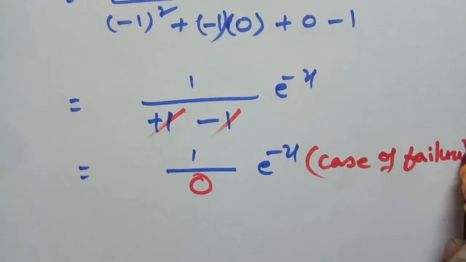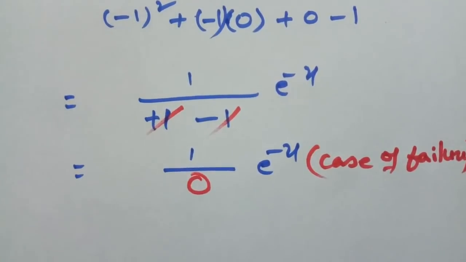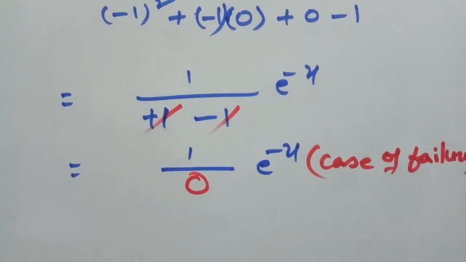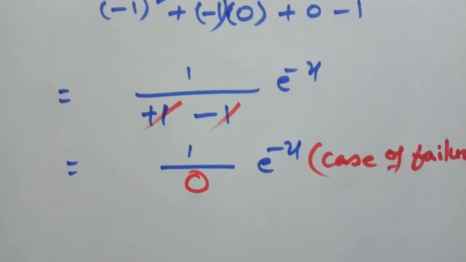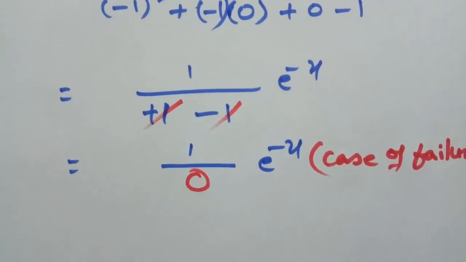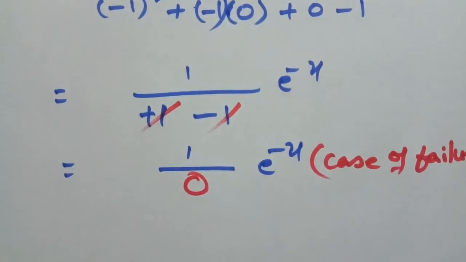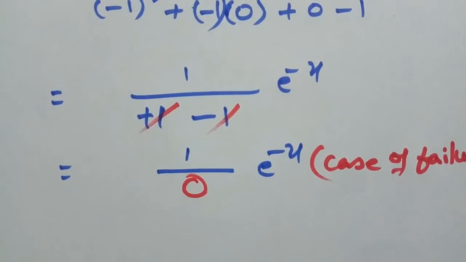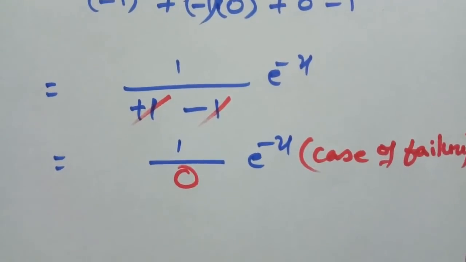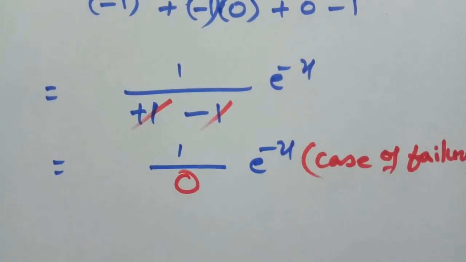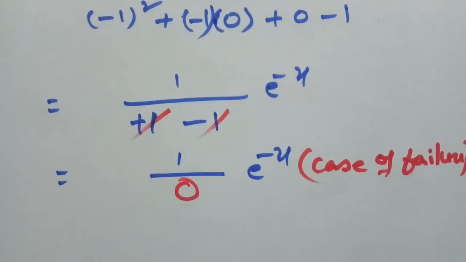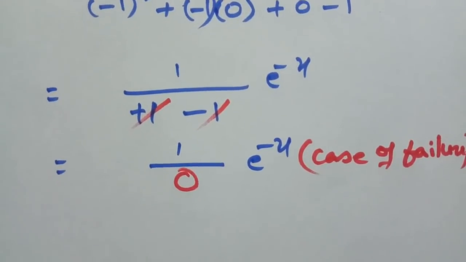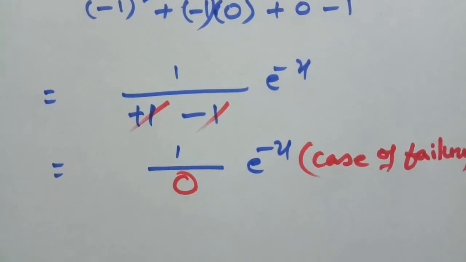Case of failure. Since the denominator is 0, this value becomes infinity. Therefore, this can be treated as a case of failure. We always require a finite value as a solution. So, therefore, this is a case of failure. Therefore, we can follow another method to find the particular integral.